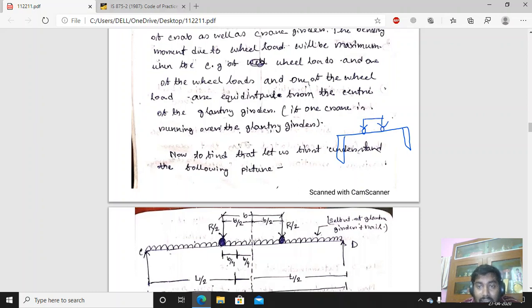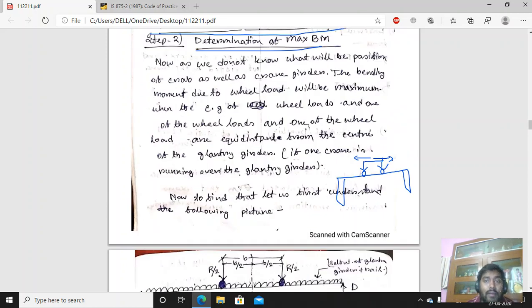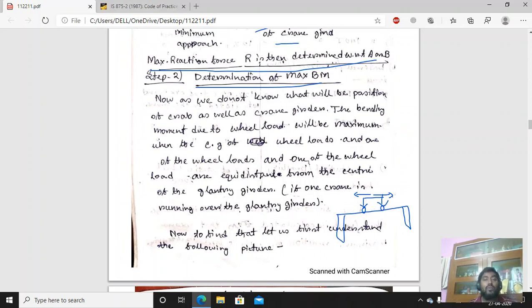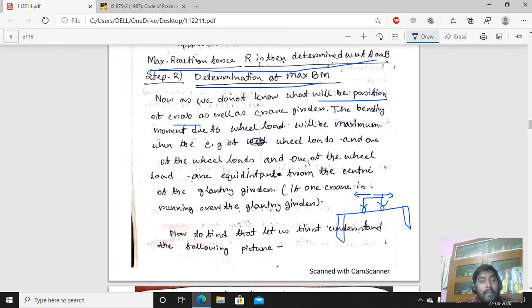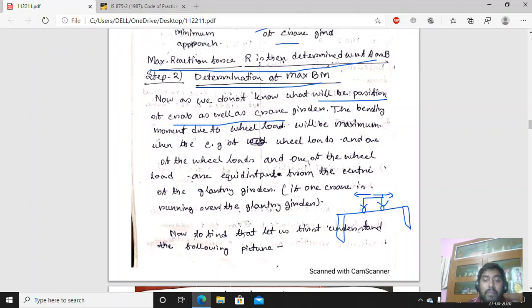Now this crane is a moving member, so it is a moving load. So we do not know when the maximum bending moment will occur. We do not know what the position of the crab as well as the crane girder will be. It may be here, it may be here, it may be here. So there is no fixed position of the crane girder. But we need to find the bending moment, because if it is not a static load, we cannot find the bending moment.